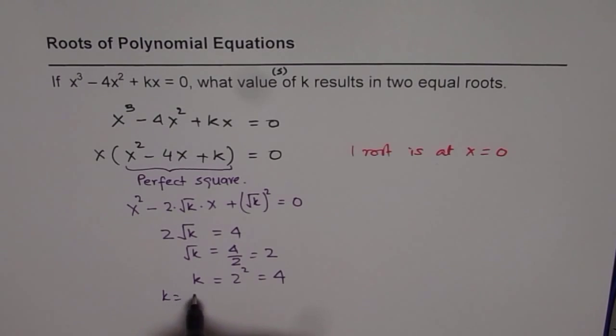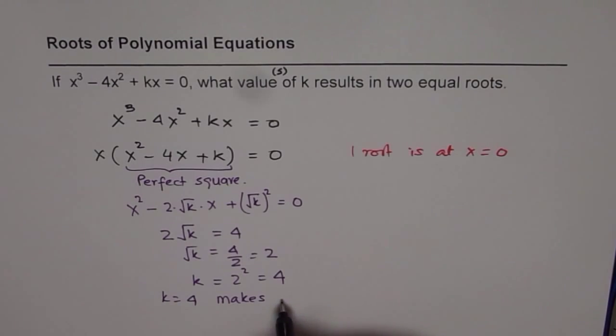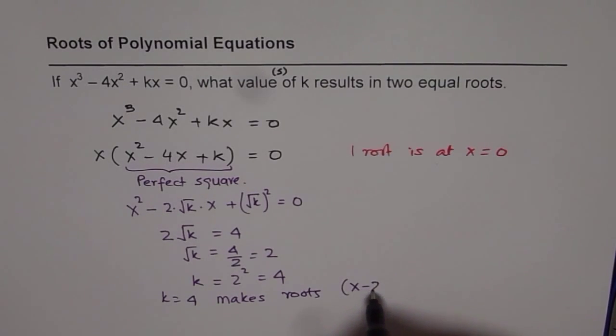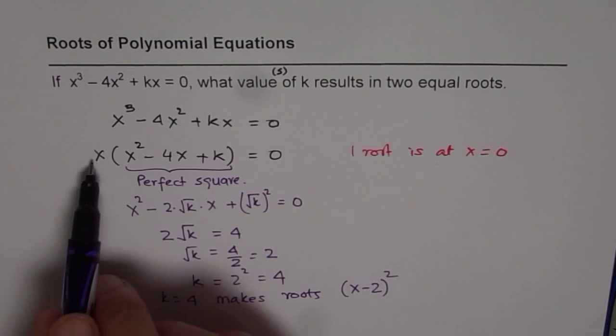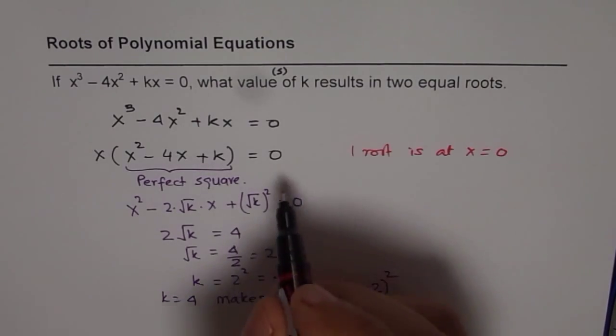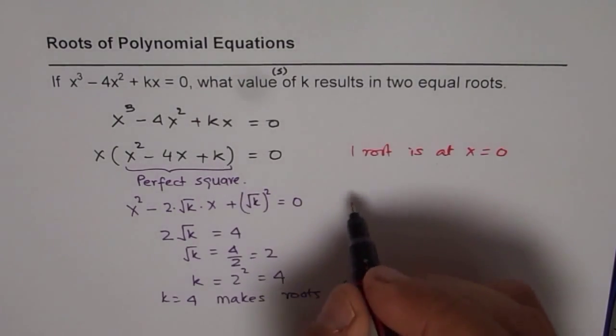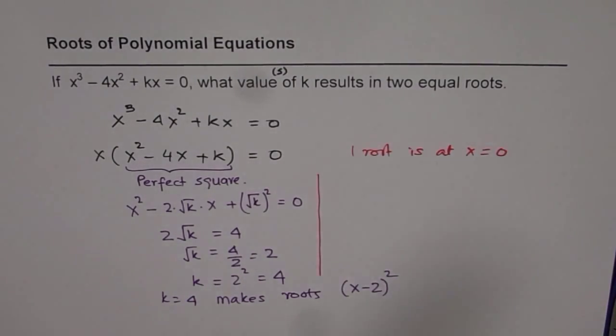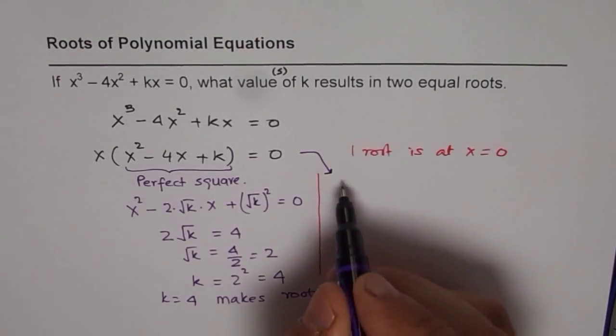So k equals 4 makes two equal roots. If I write k as 4, then I get x minus 2 whole squared as a factor, two roots, right, as this. And we already considered that x is a factor here, which we really skipped after writing. So one root is at x equals 0. So let me do this part here again. Okay, so I skipped. So we'll do one more solution here.